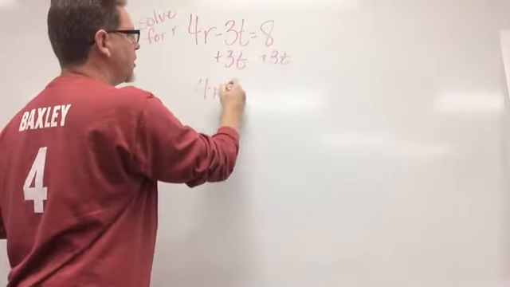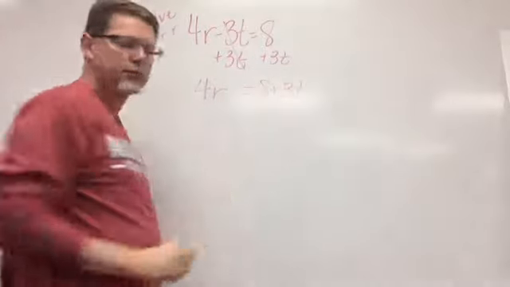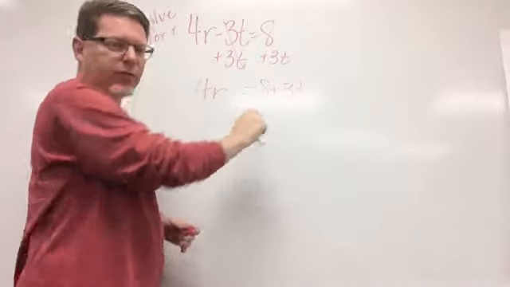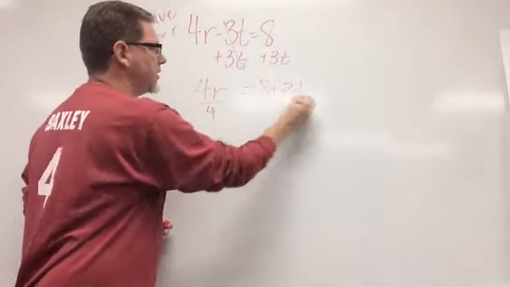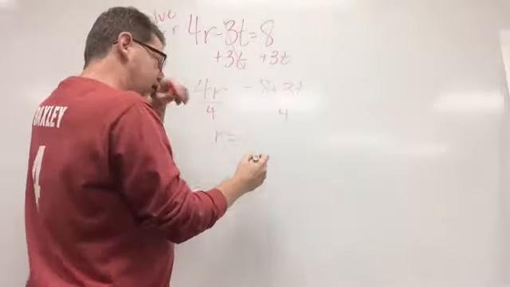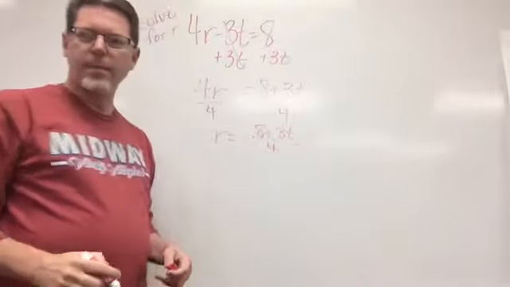So that is 4r equals 8 plus 3t. Okay? So now I have to divide by 4 on both sides to get r by itself. So that leaves me with r equals 8 plus 3t over 4.